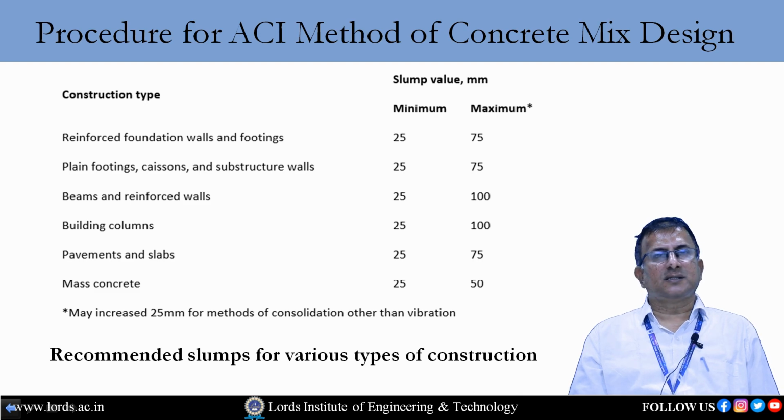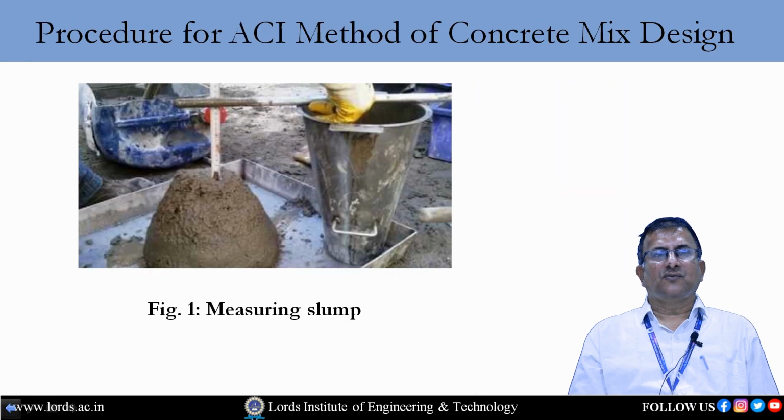For mass concrete structures, the value of the slump that we should take is minimum 25 and maximum 50 mm. If we consolidate the concrete by methods other than vibration, the slump value should be increased by an additional 25 millimeters. Now this is the process of how we can find the slump in the field.